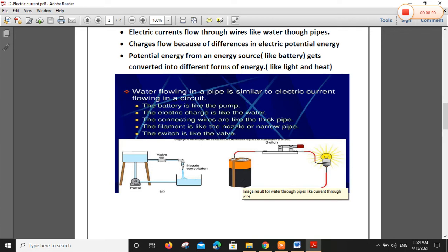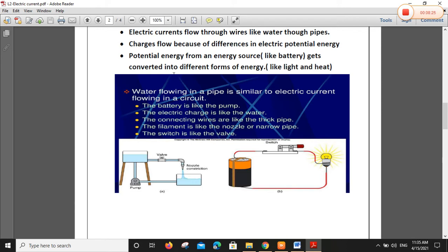We have a difference from this point until this point. Yes, exactly as we mentioned, the water flows from potential energy to kinetic energy, from area to area. Yes, so we also have a difference in electrical potential energy. This difference in electric potential energy allows current flow, allows electric charges or current to flow.